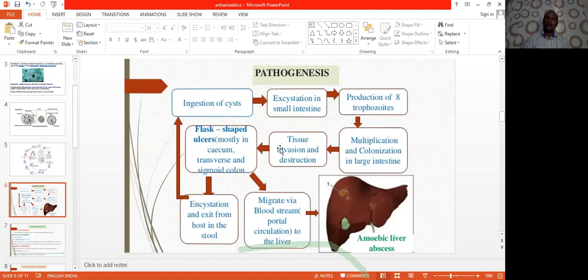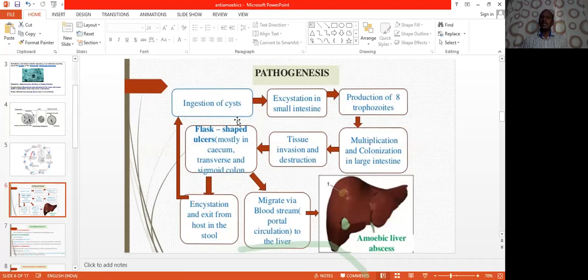The invasion can cause ulcerations, or encystation. Encystation means they will come out in the stools, and then they can infect non-infected persons. Or they migrate to the blood and then go to the liver. From the liver they can go to the heart, and from the heart they can invade the brain. This is the trophozoites only, not the cyst. So this is how the pathogenesis of amoebiasis happens.